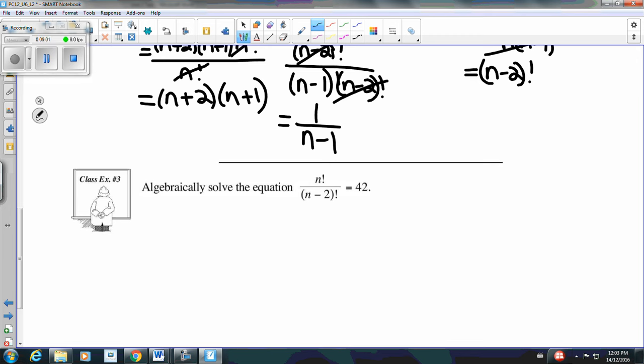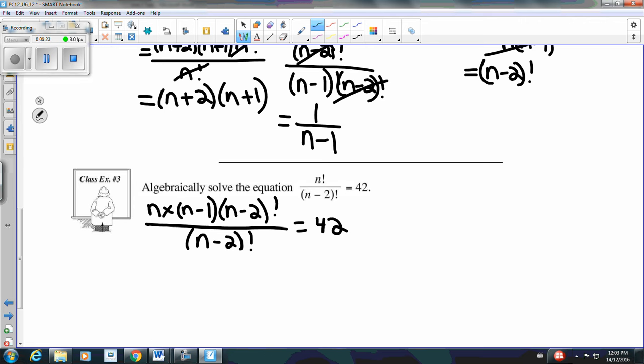The hardest questions you'll see are something like this. Algebraically solve the equation n factorial over n minus 2 factorial equals 42. So I'm going to do the same thing. I'm going to expand my numerator by decreasing it by 1 till I see something that's found in my denominator, which is n minus 2 here. This equals 42. So now I can cancel out those factorials. So I have n times n minus 1 equals 42.